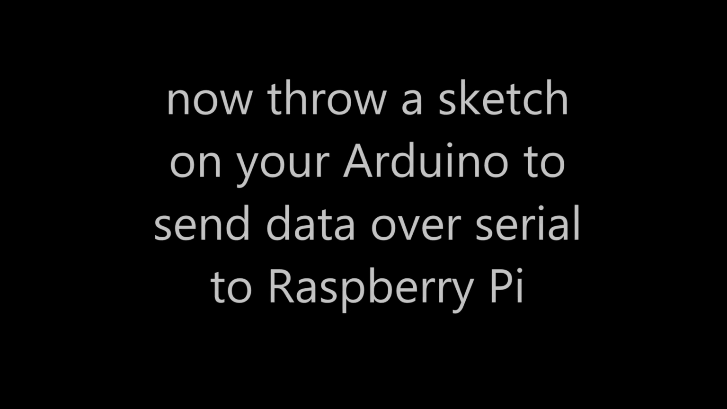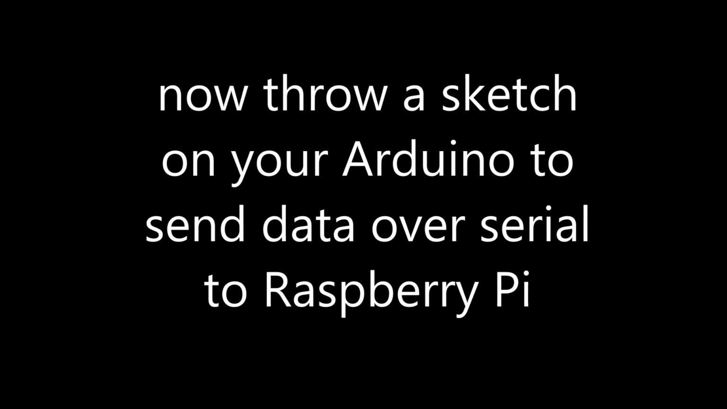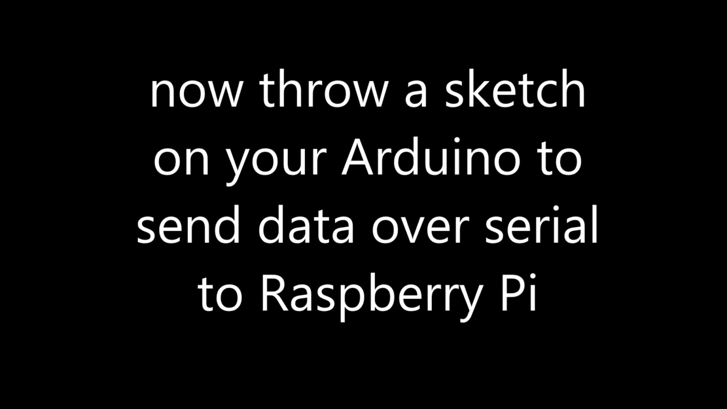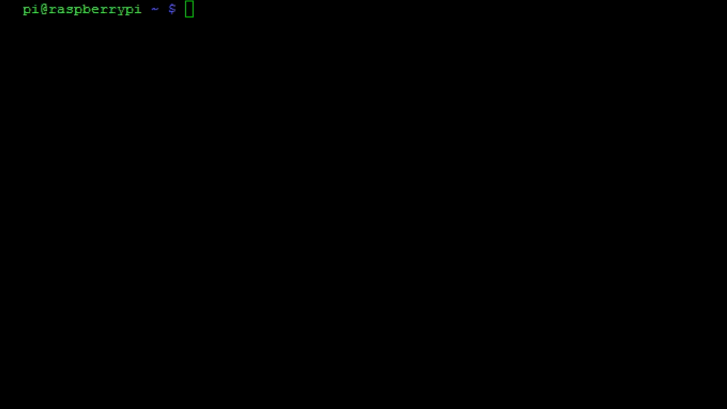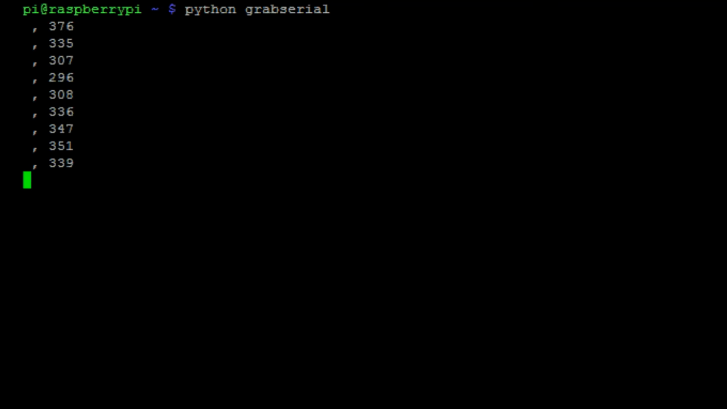Since this video is about how to configure the Raspberry Pi, I'm not going to go into the Arduino sketch. But let's assume you have a sketch that's going to send data through the USB port at some interval. So let's take a look at the output of our grabserial program when an Arduino is connected to the Raspberry Pi. So I have a sketch that's sending data every second, and we can see that grabserial is outputting that data to the standard out here, which is the display. And it will keep doing that forever.